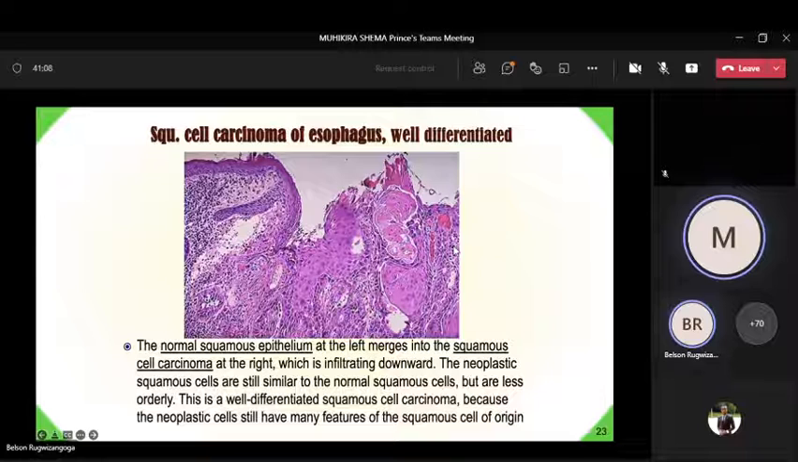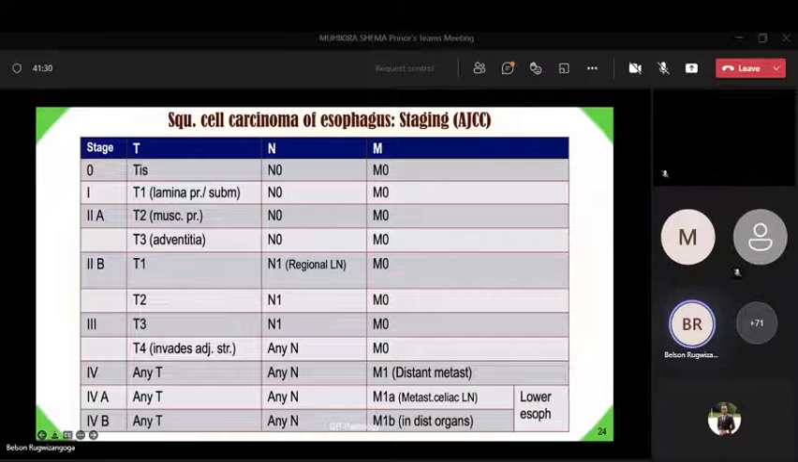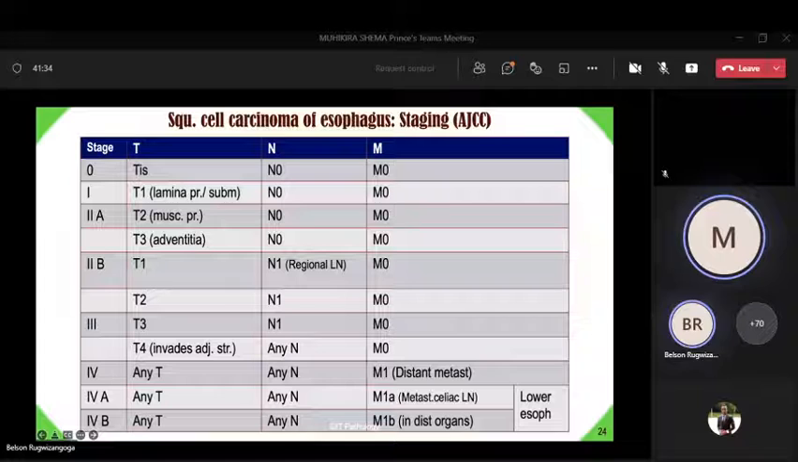So how do we stage esophageal cancers? This is the American Joint Committee on Cancer staging, but it is just the TNM staging that you know: T meaning tumor, N lymph node, and M metastasis. So when the tumor is only in the lamina propria or submucosa, we call it T1.